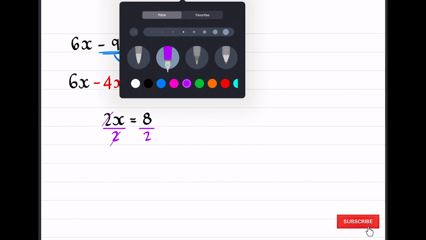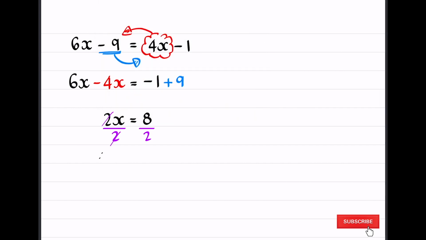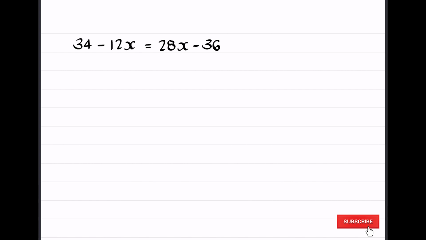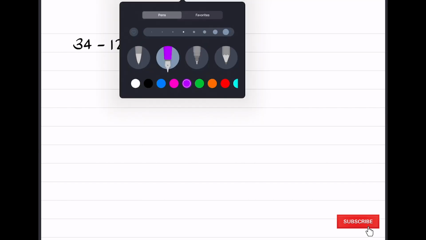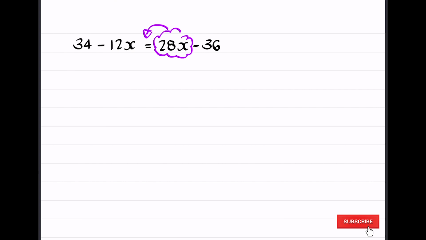So I'm going to divide the 8 by 2 as well. So therefore, 2x divided by 2 gives me x equal to 8 divided by 2, which is 4. If I have 34 minus 12x equals 28x minus 36, now I could take the negative 12x to the right-hand side, that way it would become a positive 12x. However, I'm still going to take the 28x, I'm still going to collect my x's on the left-hand side. Remember, it doesn't matter whether you go left or right.